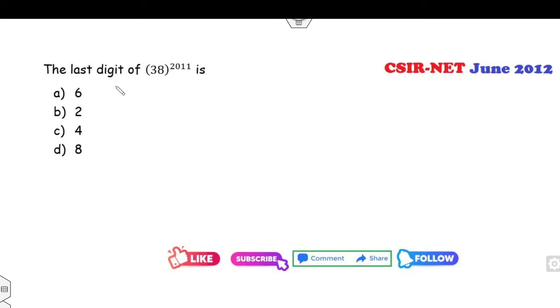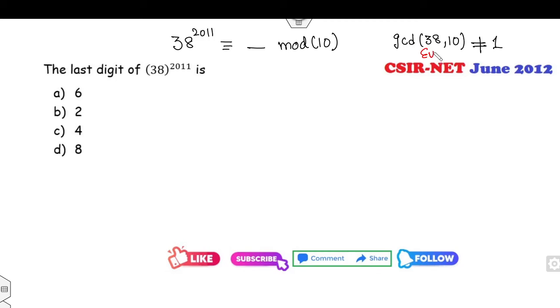Look at one more example. The last digit of this quantity, 2 raised to power 38, last digit, that means modulus of 10. Again you can see the GCD of 38 and 10 is not equal to 1. So that means Euler theorem is not applicable. So let's start with this. 38. Your target is to make either 1 or 6. Fine. So 38 modulus, the last digit, modulus 10. How can you do that? It will be my 8, or I can write this number as minus of 2, because minus 2 calculation is easier than 8.